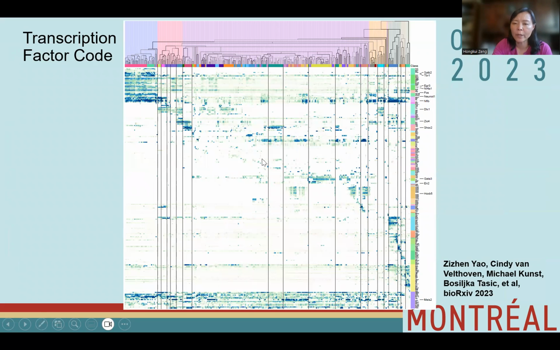Finally, we find that transcription factors are really major determinants of cell type classification across the entire brain. We identify multiple transcription factor co-expression modules that are specific to major classes and subclasses and types of cells across the brain, both neuronal and non-neuronal.